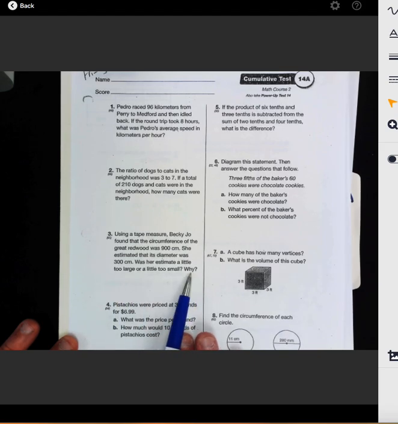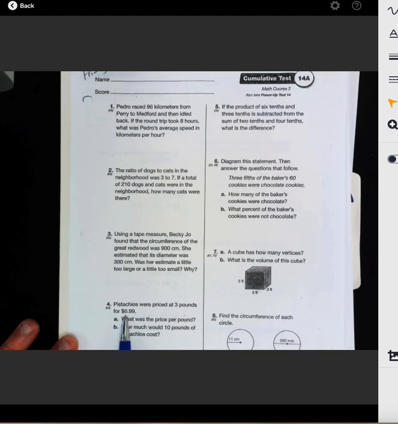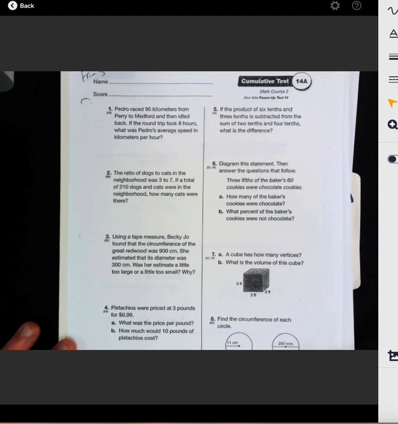You have to give me the reason why. Pistachios were priced at $3 for $6.99. What was the price per pound? Step 1, divide. Inside the box, outside the box.